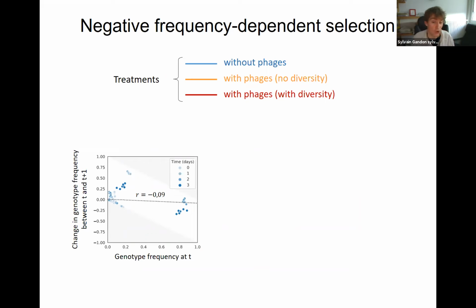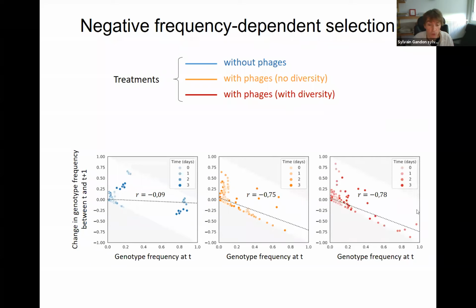So in coevolution, classically, coevolution is driving negative frequency dependence. So we are also able to look at that in this experiment. Here I'm plotting the change in genotype frequency as a function of the genotype frequency at a given point in time. Without phage, we don't see any sign of negative frequency dependence. But in the 2 other treatments with phage, we see a strong pattern where there is a massive impact of the phage on the negative frequency dependent selection.